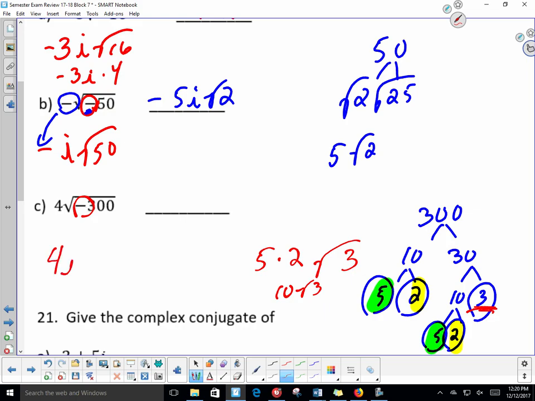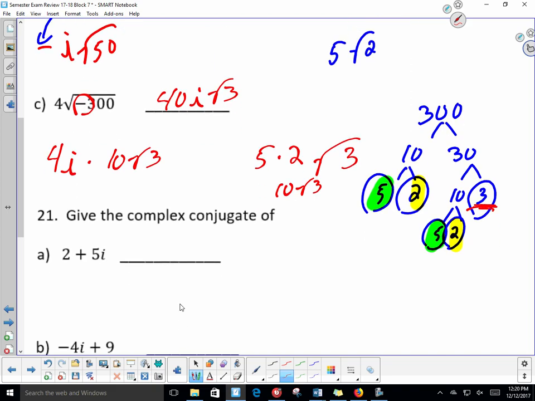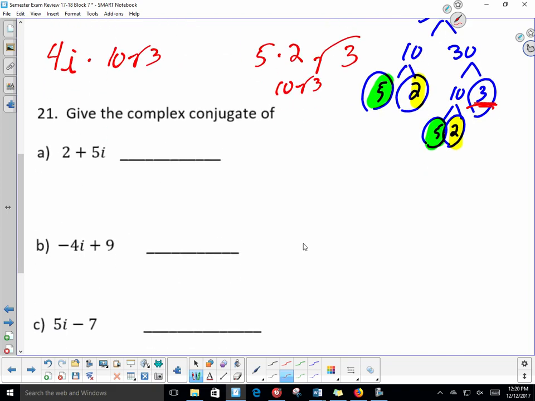So I have 4i times 10 times the square root of 3. What do I get when I multiply all those together? 40i times the square root of 3. So as soon as you see that negative sign underneath the radical, just pull an i out. Does that make sense? Okay, then we had find a complex conjugate.